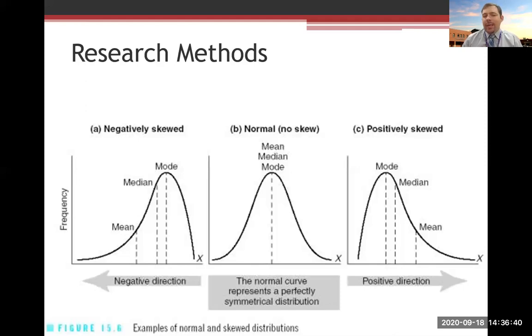And really, anytime I've seen this on an AP exam, it just asks you to identify it. Is this a positive skew? Is it a negative skew? And know that the mean is usually the one that's on that lower end than the mode and the median.